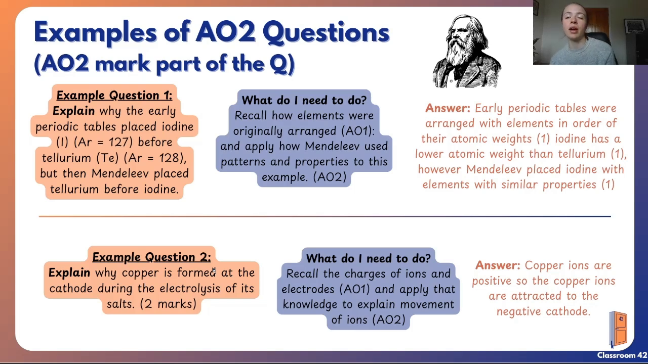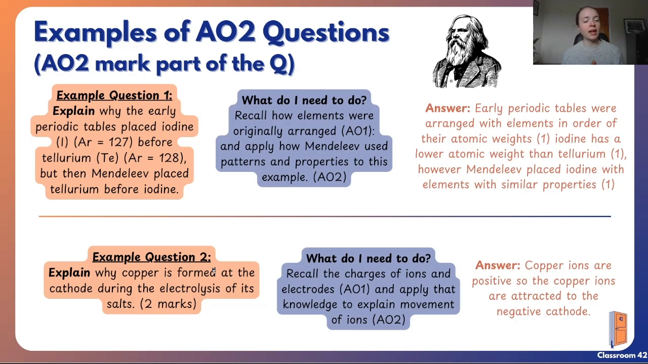So in my example answer here, I have said that the early periodic tables were arranged with elements in order of their atomic weights, so 127 and 128. Iodine has a lower atomic weight than tellurium. However, Mendeleev placed iodine with the elements of similar properties, which basically caused him to swap them around. And that's all you need for that 3-mark question.